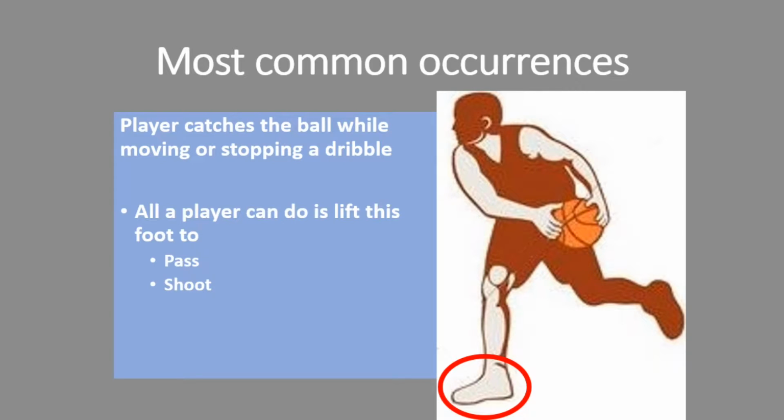Now, in the case where you have established that pivot foot while moving, you can lift that pivot foot to pass and shoot. Let me go back to my example. If I catch the ball or stop my dribble with my left foot on the floor, that is my pivot foot if the right foot is in the air. I can lift my left foot to shoot or pass. If I put that foot back down to the floor, I have committed a traveling violation. Again, this is why we say there's nothing about steps. It's all about the pivot foot.